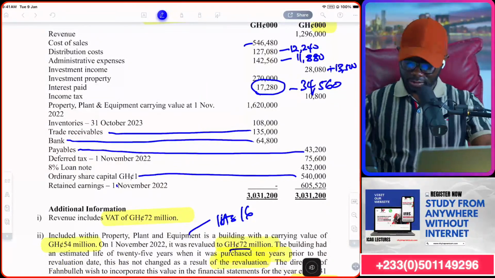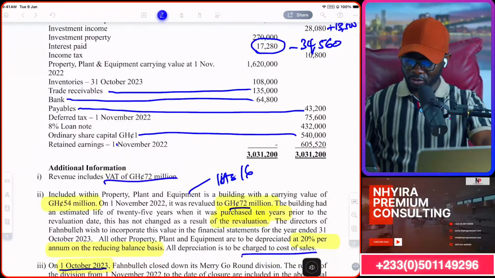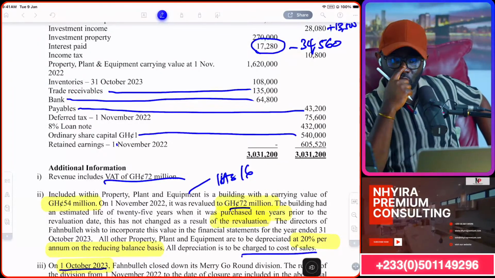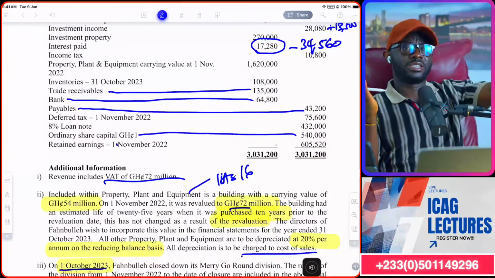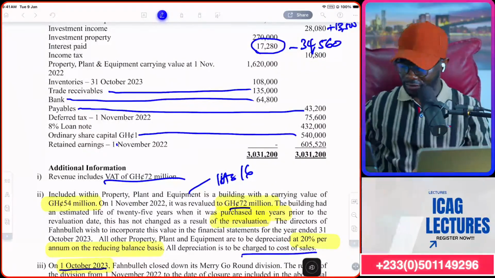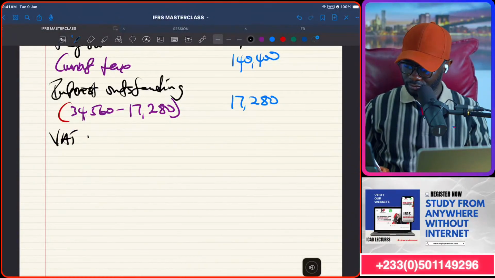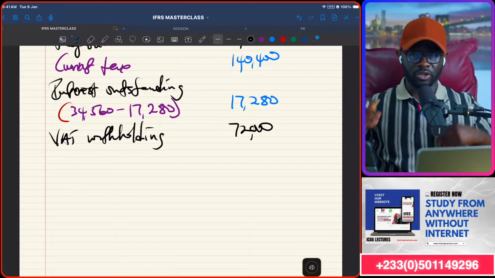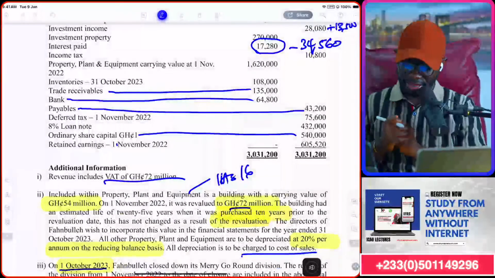Now, this VAT issue of 12 million, what it means is that, as we mentioned in the beginning, it is payable to the Ghana Revenue Authority. So if it is included in the revenue and we debited the revenue to deduct it, then the credit entry must be in the VAT account. So it means that figure is outstanding and it will come under the current liability as well. So VAT withholding, 72,000. Because double entry, debit revenue credits the VAT account. And I think we are done.